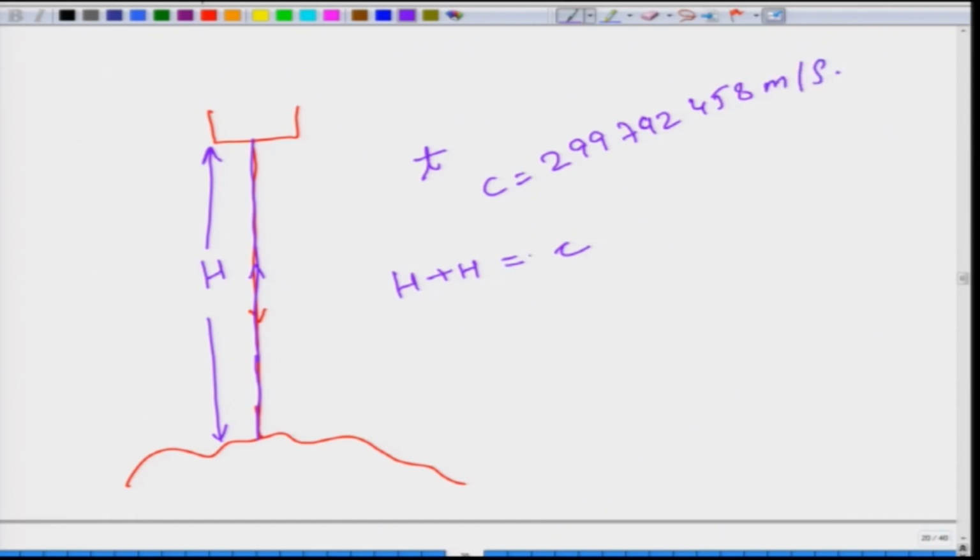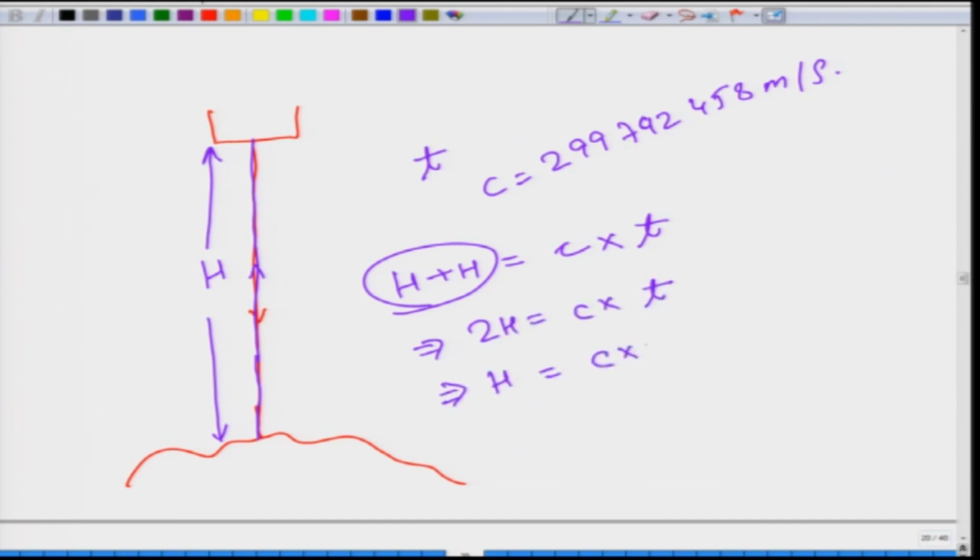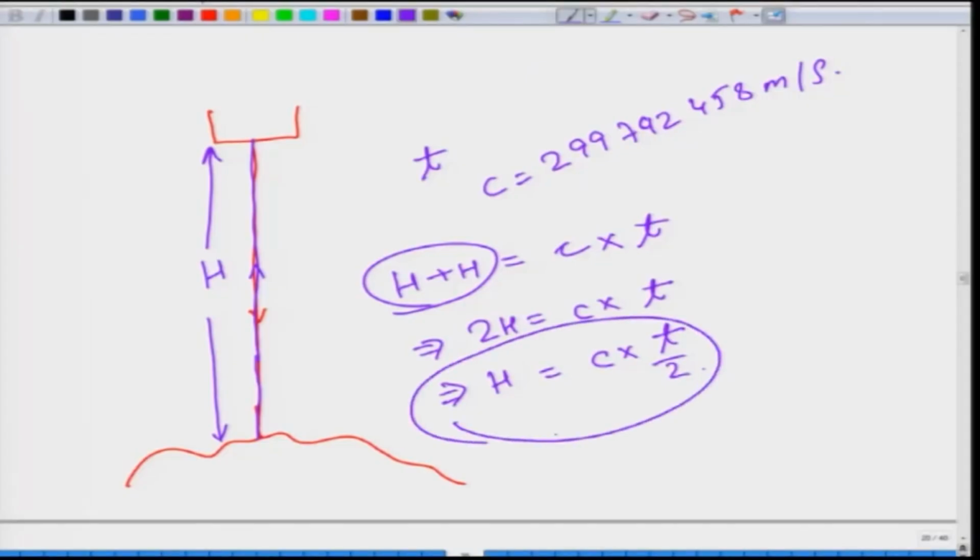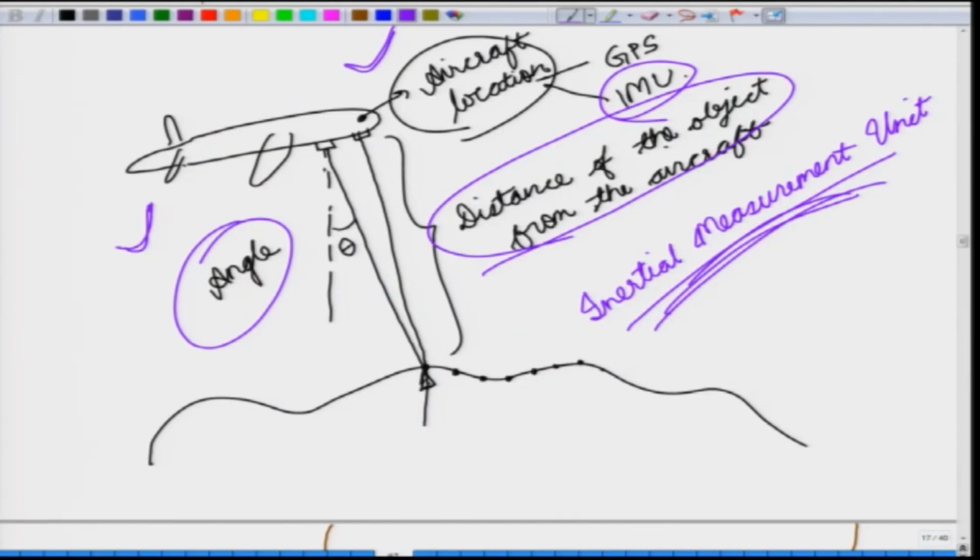Now, this distance is equal to c into the time that it takes, which means that 2h is equal to c into t, which means that h is given as c into t by 2, where c is the speed of light and t is the time that the laser pulse takes from the moment it is emitted to the time it has come back. Now, using this you can figure out the exact height of the aircraft with respect to the object.